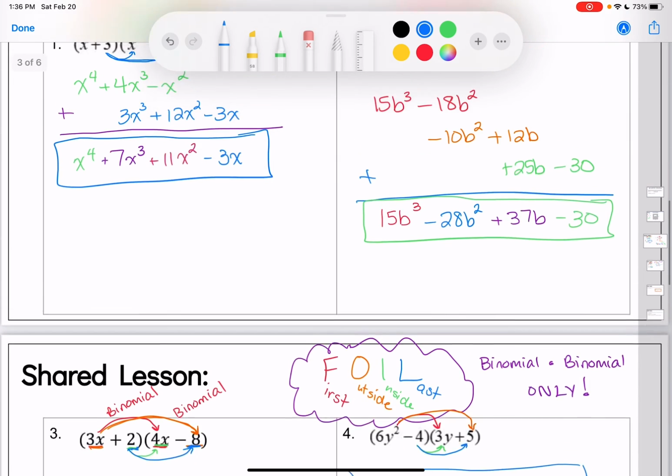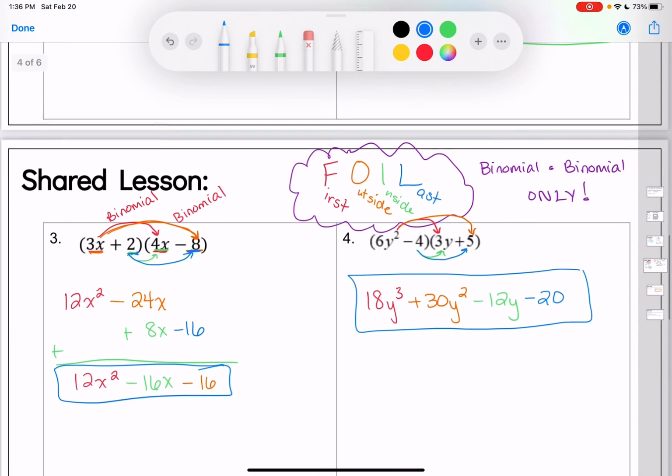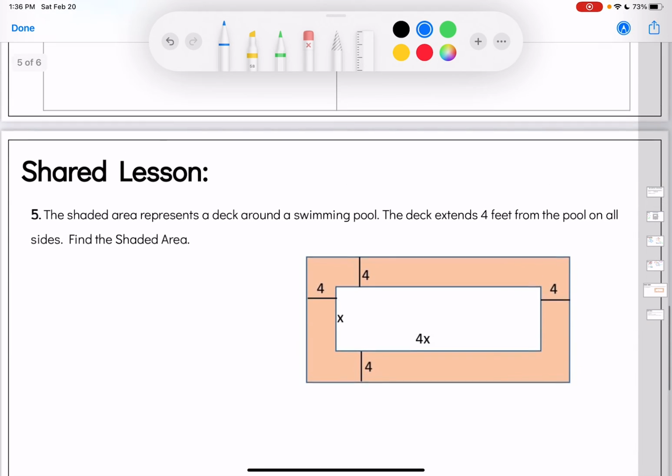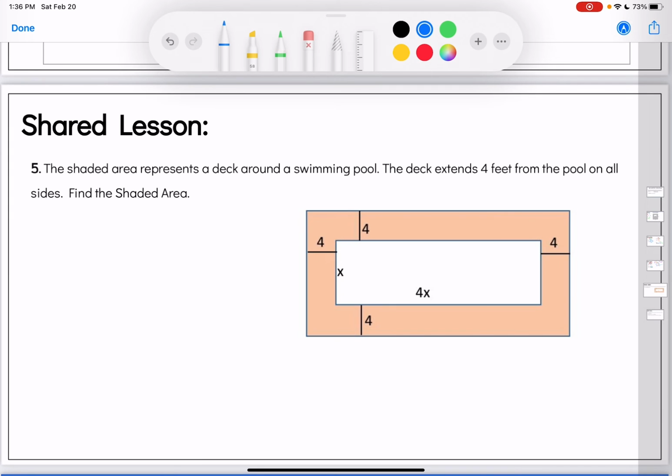All right, hopefully you're feeling pretty confident in multiplying polynomials. All it is distributing more than once, right? So remember that we discussed how we were going to do the shaded area. So this is kind of a situation where you might see some polynomials. The shaded area represents a deck around a swimming pool. So this part in the middle here is the swimming pool. All right, the deck extends 4 feet from the pool on all sides. Find the shaded area.